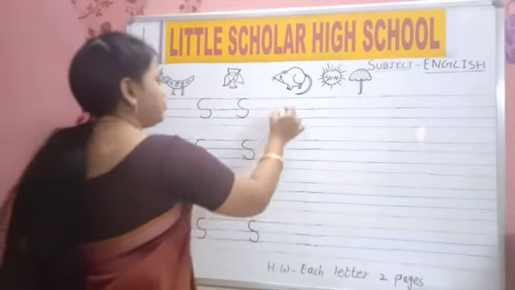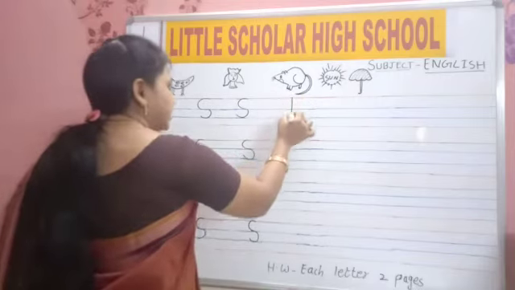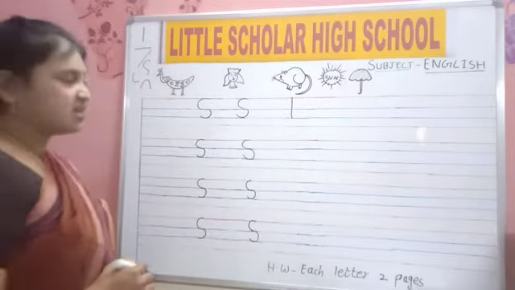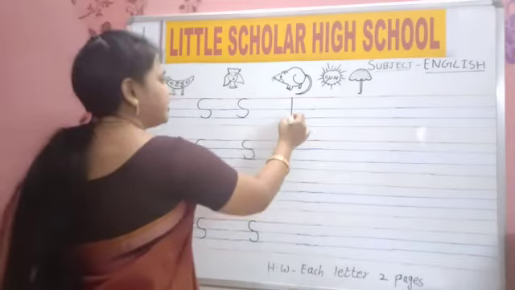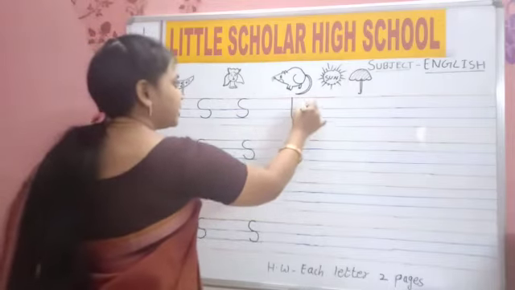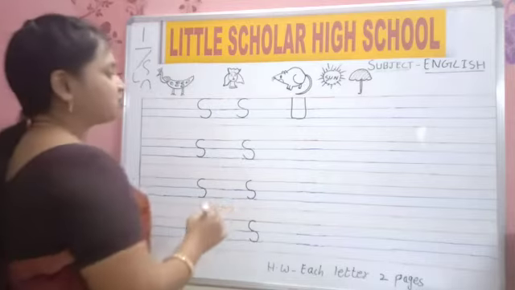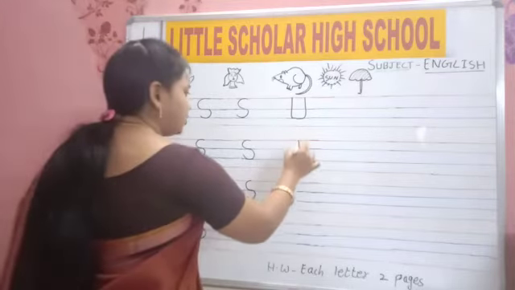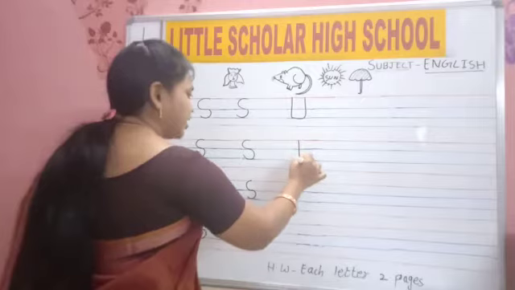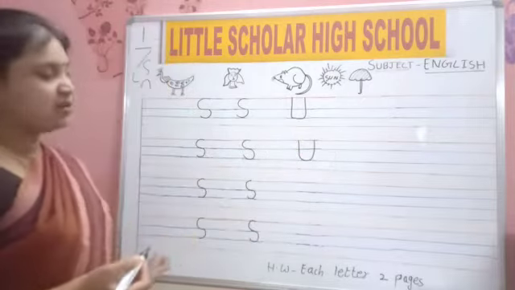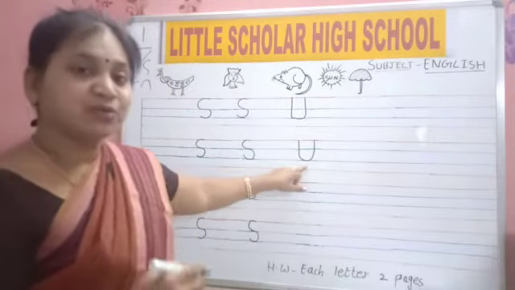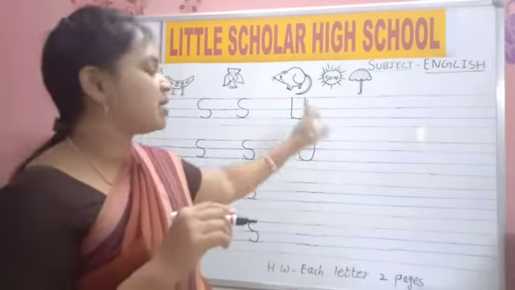How are we writing? You will write one straight line, one up to down straight line. Then at the bottom, what should you do? You should make a curve. First you should come down, and when you are touching the blue line, make a curve and go up straight again.